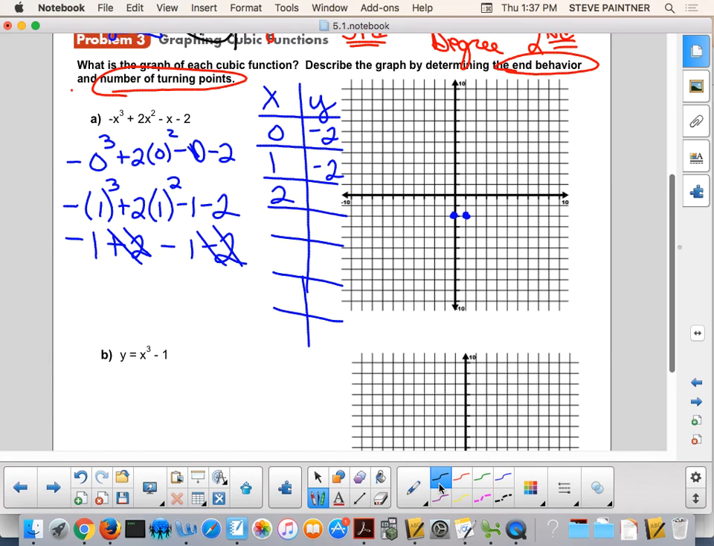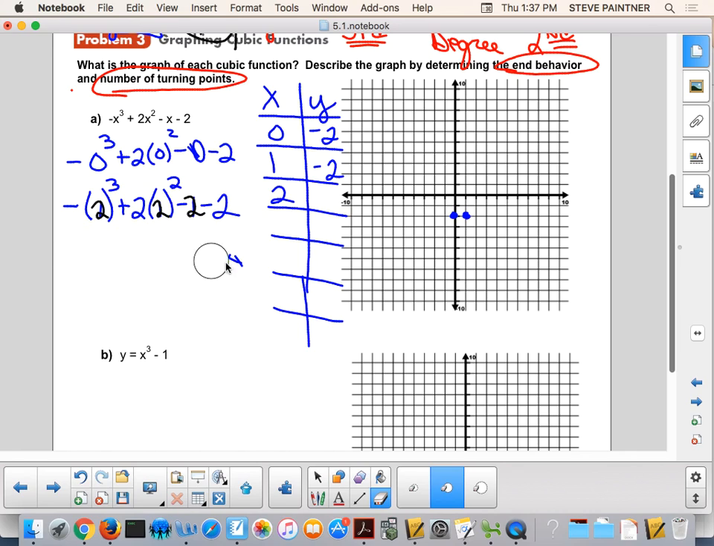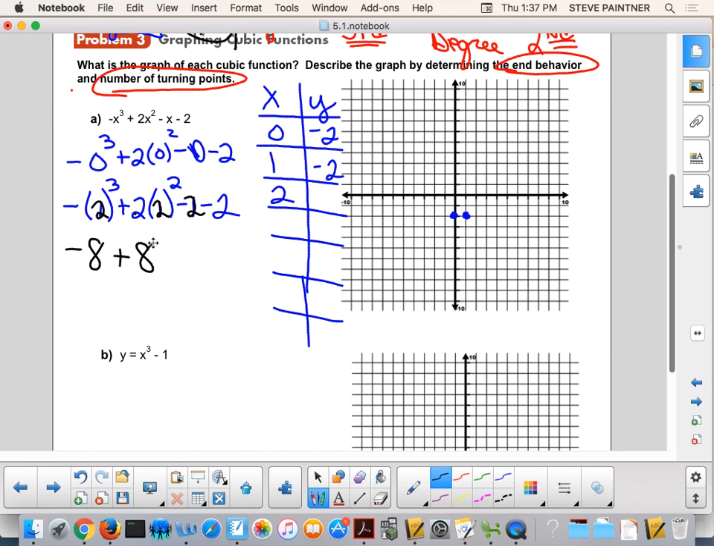Now, for you to get 2, put the 2 in here, here, here, and work it out. Again, let's do it together. 2 times 2 times 2 is 8, with a negative in front, negative 8. 2 times 2 is 4, times 2 is 8. What happens to the 8s? Cancel. Negative 2 followed by negative 2, negative 4. So 2, negative 4 is here.